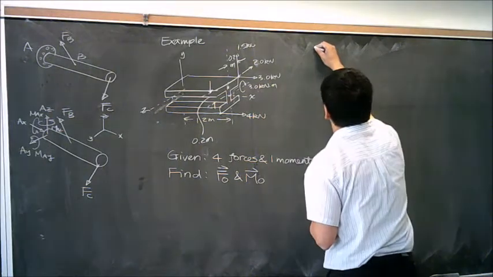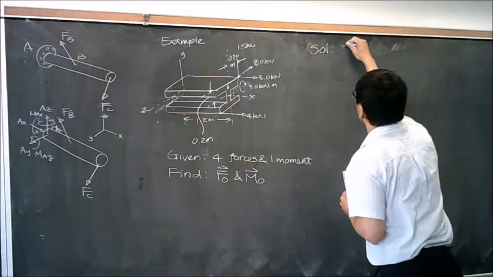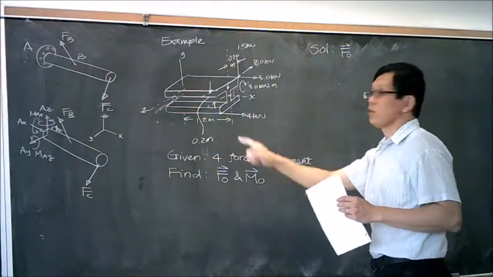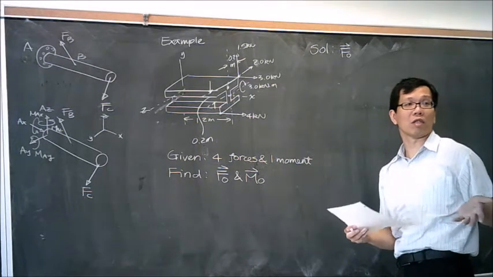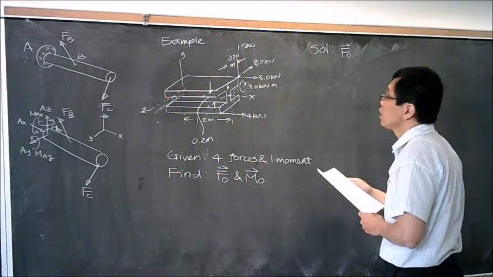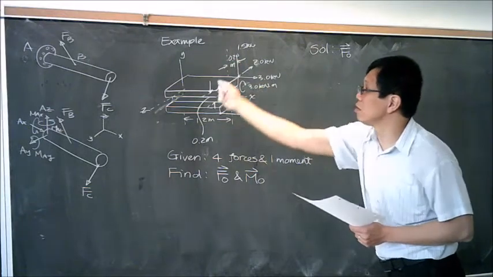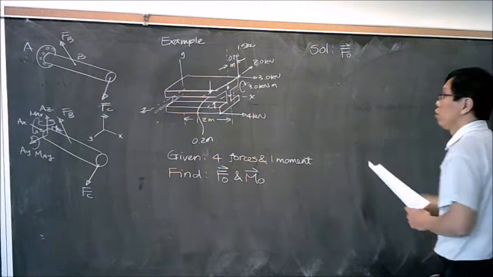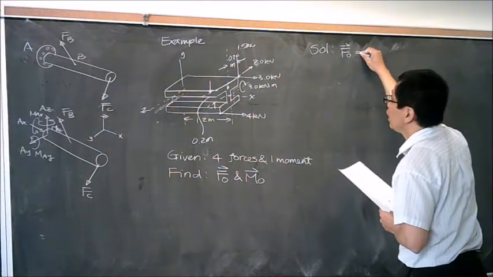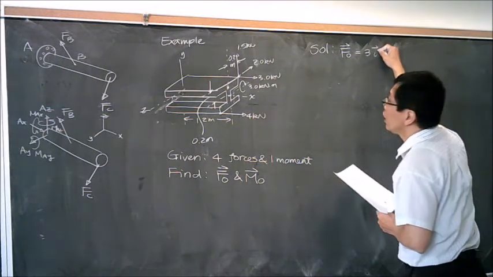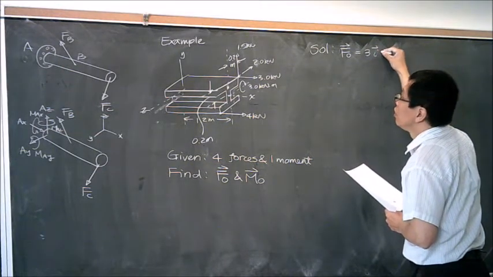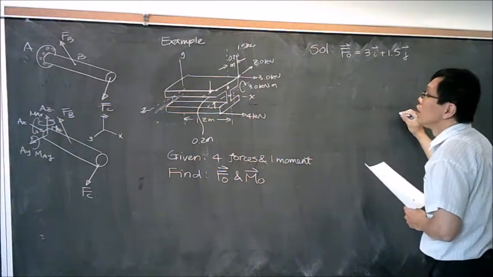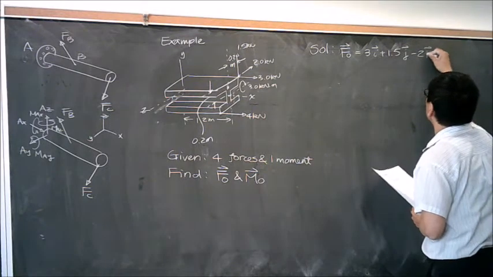For the force, it is somewhat straightforward because I just add all the forces together in the x direction, y direction, and z direction. In this case, this is x, this is y, this is z. So be careful about which direction you are actually writing it down. So over here, I have 3i plus 1.5j minus 2k.